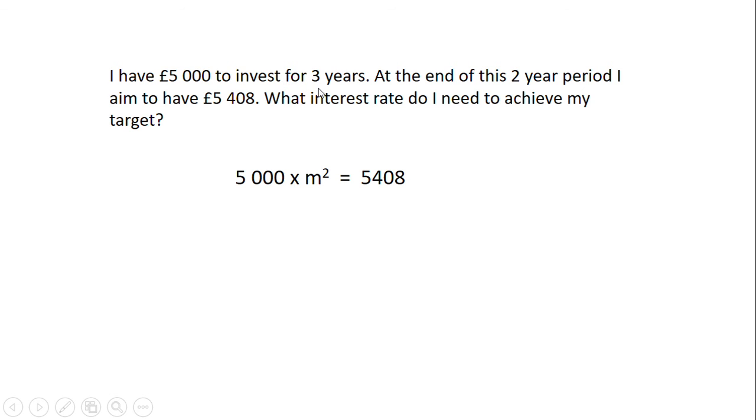Okay, I have £5,000 to invest for 2 years. I think that's a mistake in the question; it should be 2 years. At the end of this 2-year period, I aim to have £5,408. What interest rate do I need to achieve my target?